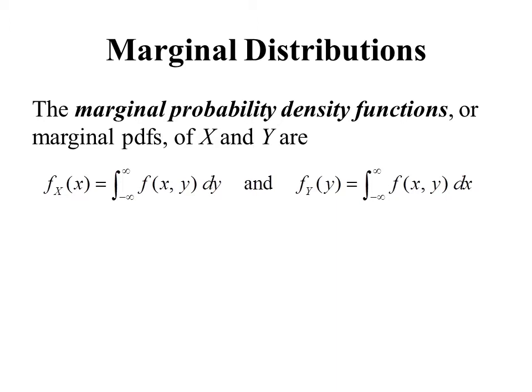And then likewise, we define the marginal distributions in this way. The marginal PDF of X is denoted f sub X of x, and we're going to integrate the joint PDF over all values of y. And likewise, to find the marginal PDF of Y, we're going to integrate the joint PDF over all values of x.